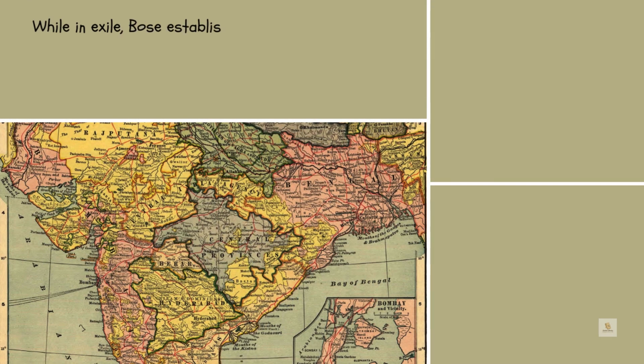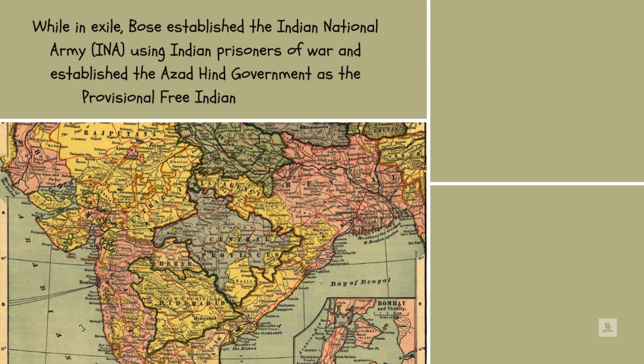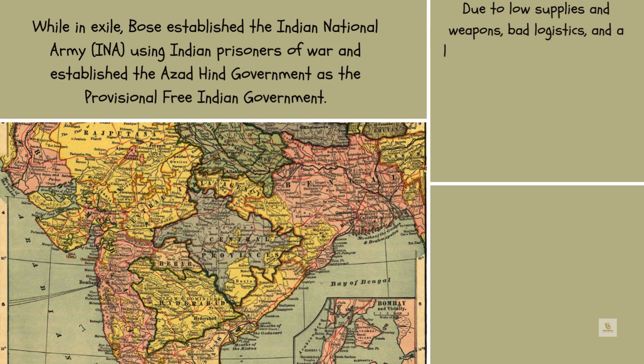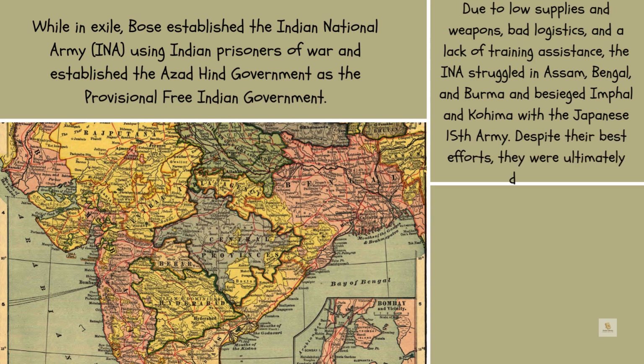While in exile, Bose established the Indian National Army, INA, using Indian prisoners of war and established the Azad Hind government as the Provisional Free Indian Government. Due to low supplies and weapons, bad logistics, and a lack of training assistance, the INA struggled in Assam, Bengal, and Burma and besieged Imphal and Kohima with the Japanese 15th Army. Despite their best efforts, they were ultimately defeated.